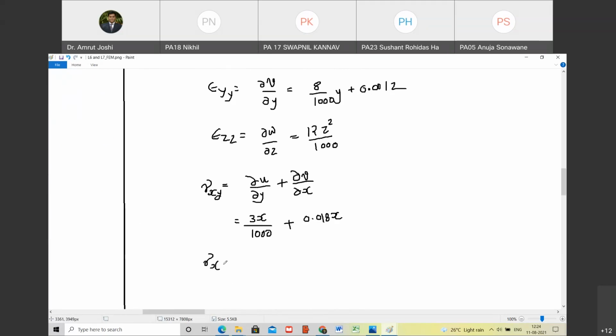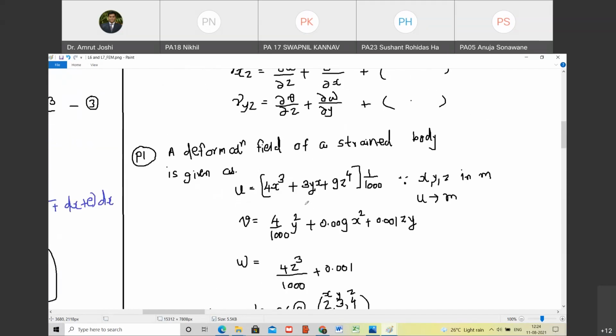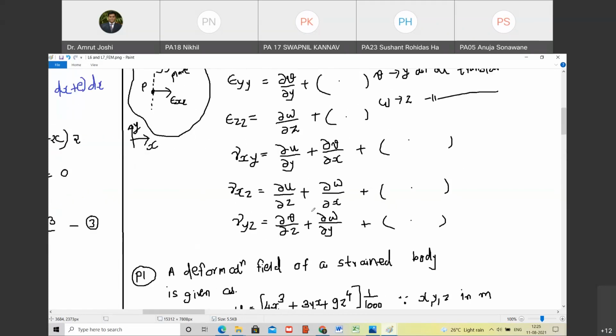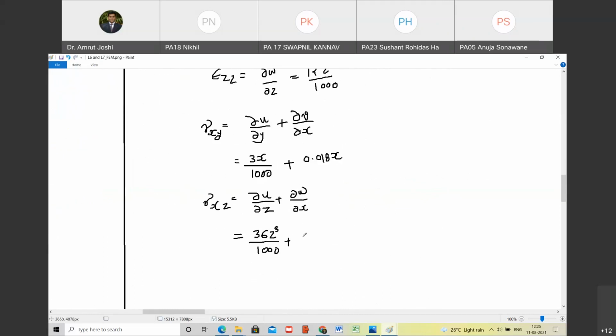Gamma xz, what will it be? xz is ∂u/∂z plus ∂w/∂x. What is ∂u/∂z? It is 36 z cube by 1000, right? Yes, sir. Plus, go ahead: ∂w/∂x is 0.